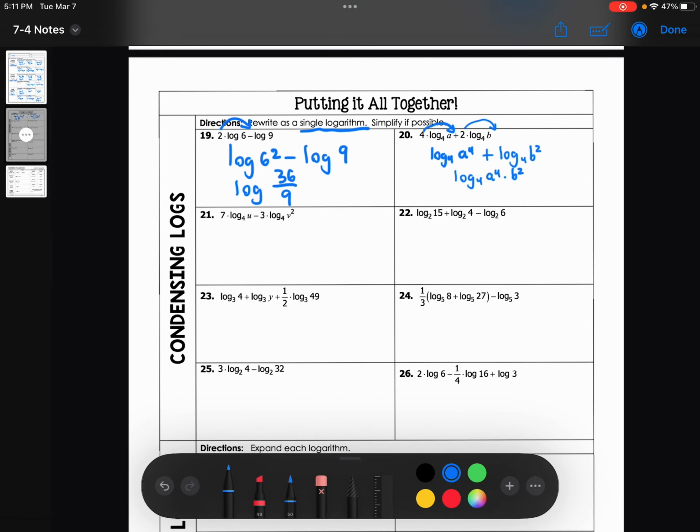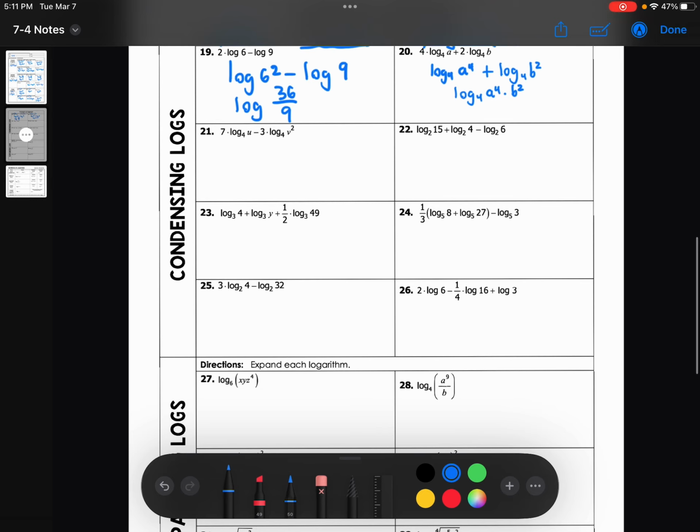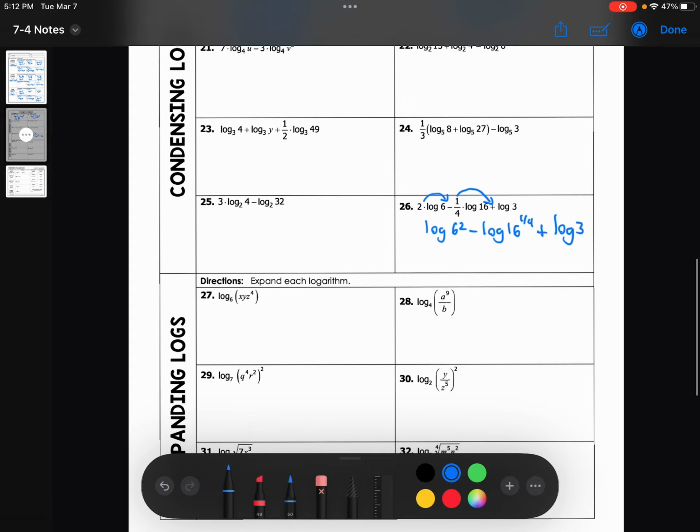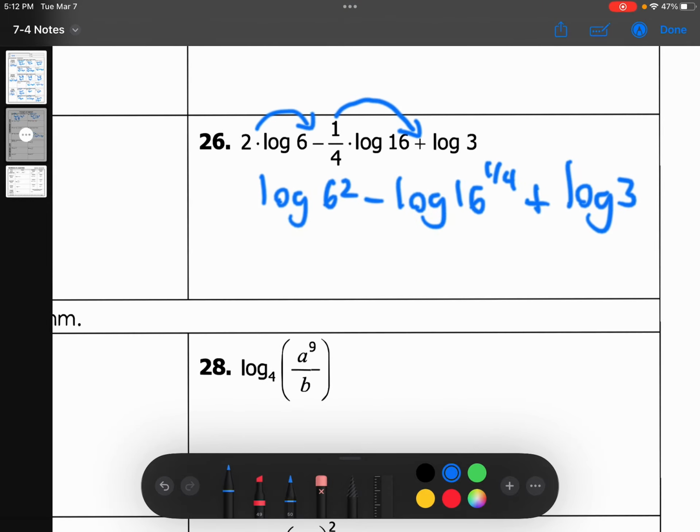Let's go to something perhaps more difficult. So sometimes you're condensing, sometimes you're expanding, but remember the rule is you got to bring this power up first. So if you see a number in front of the logarithm, bring them up. This is log base 6 squared minus log of 16 to the 1/4 plus log of 3. Now, when you have several of these in a row, you're going to do one at a time. I wish I had more space on here, but I don't.